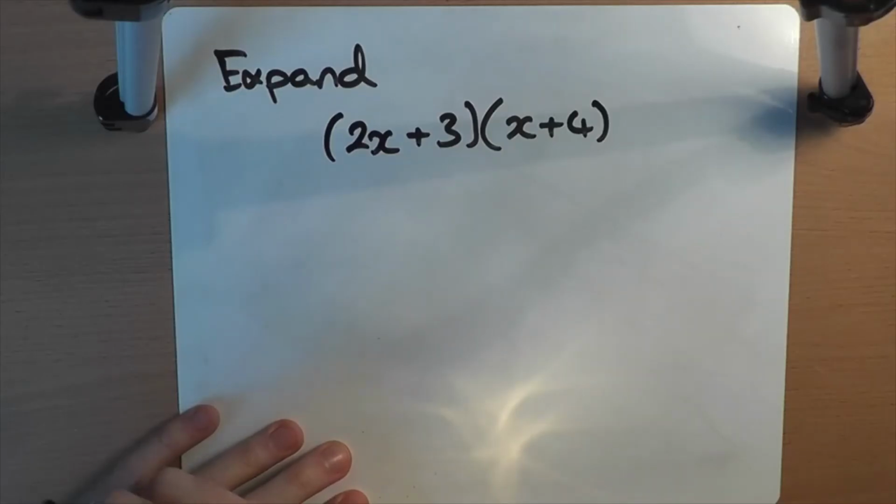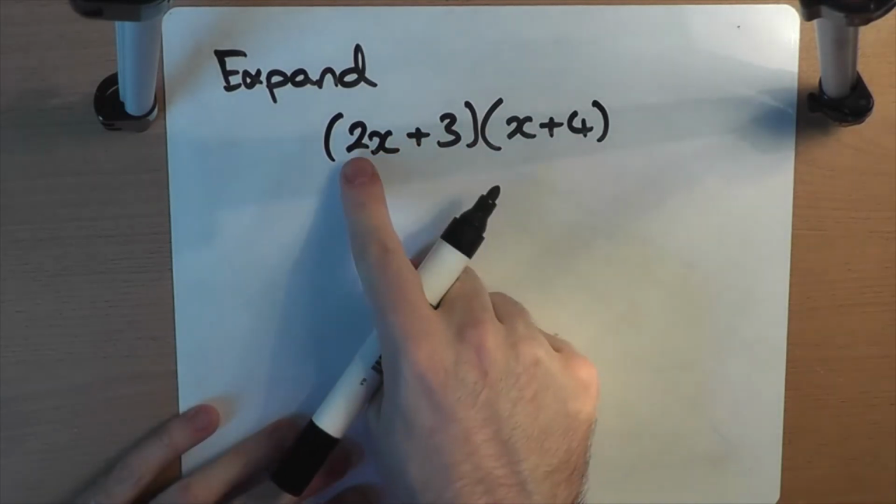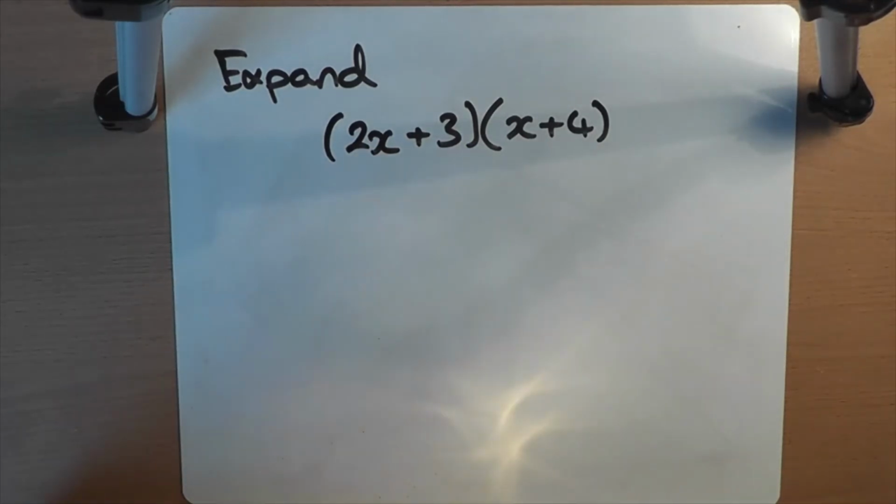Looks very similar to the other two questions, just that we have a number in front of the x here. It doesn't actually change anything about the way the question is done. We can still go about it in exactly the same way.